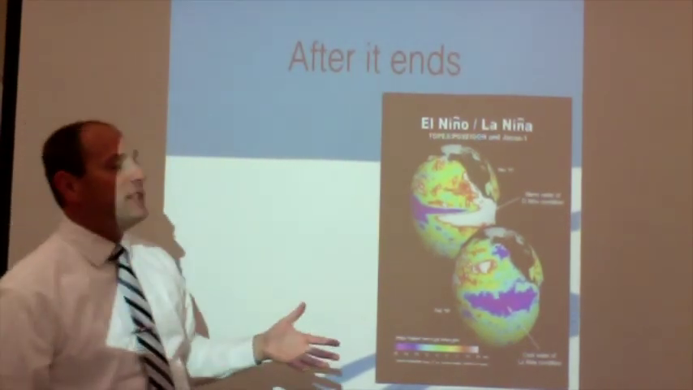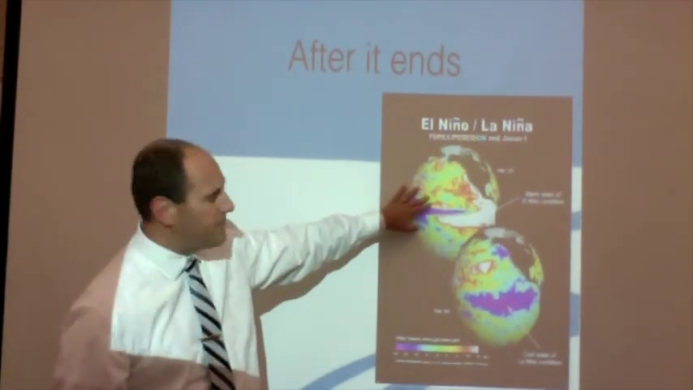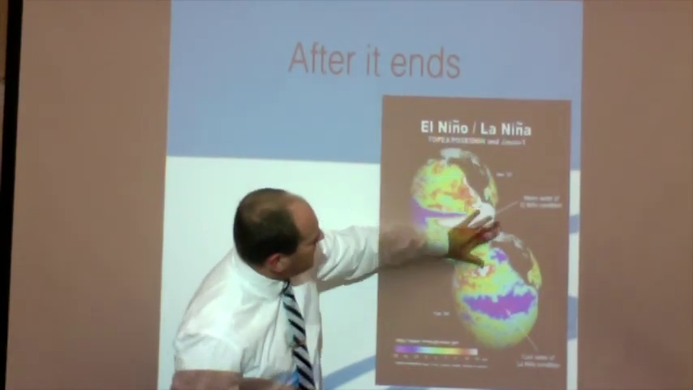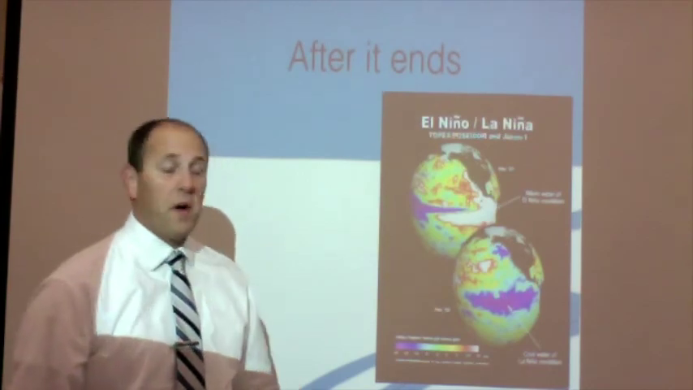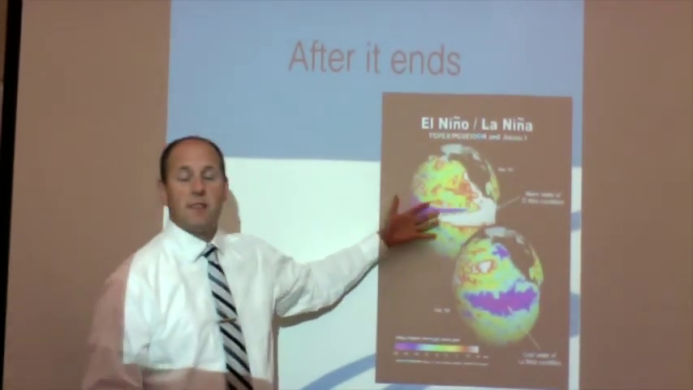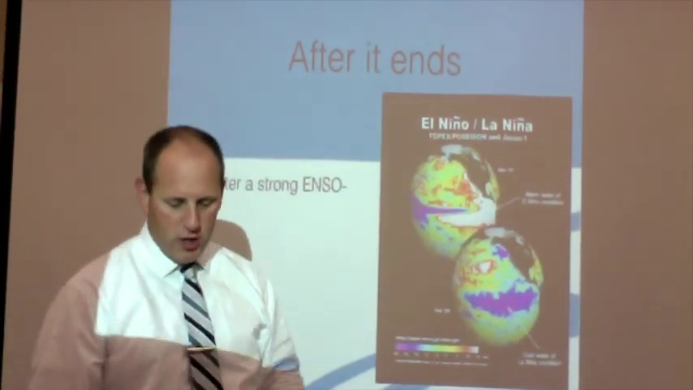Sometimes after El Nino ends, and here's some satellite imagery of El Nino in 1997. You can see the warm water. Here's the United States. This white area is the warm water that's pushed across the ocean to where it normally isn't. What can happen when these trade winds increase again is sometimes it gets a little bit stronger.